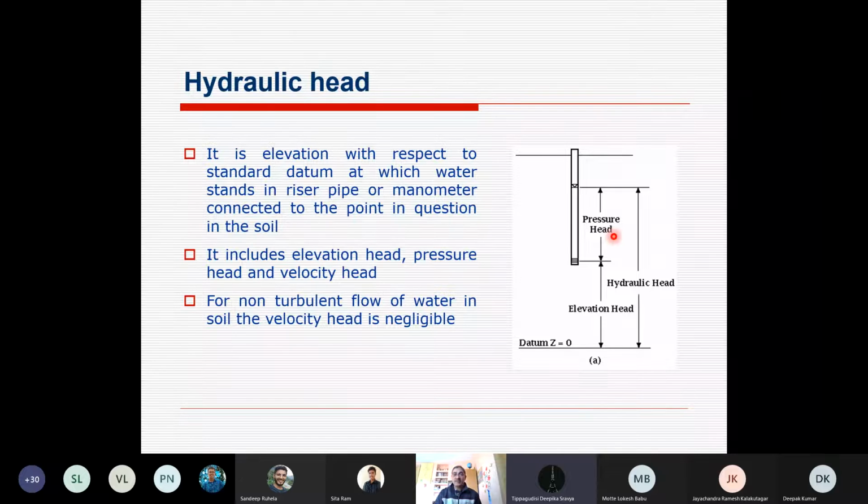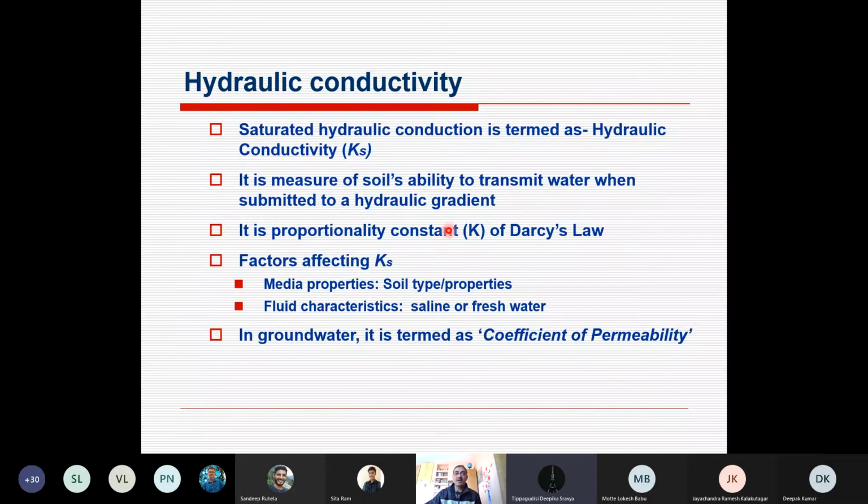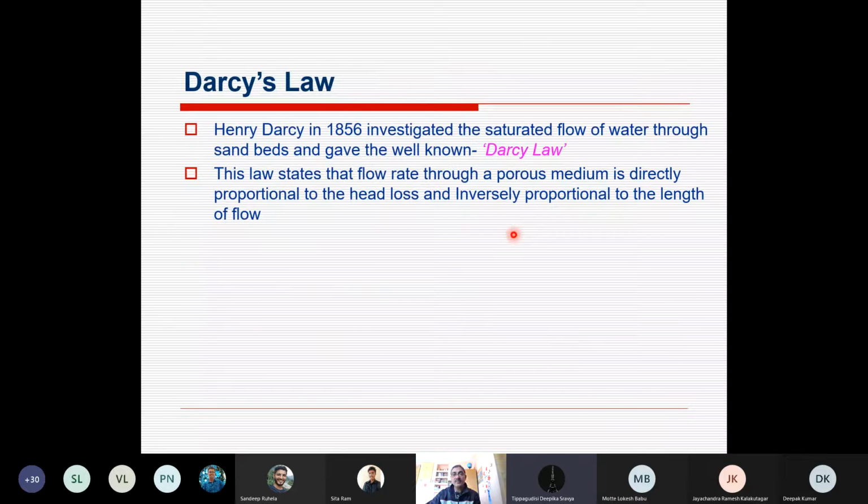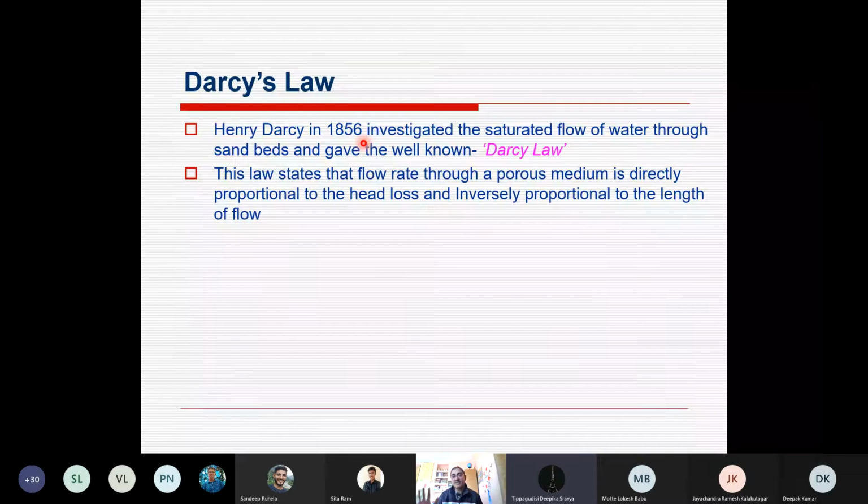Now let us go to Darcy's law because it's important here. We discussed hydraulic conductivity and Darcy's law. So what is Darcy's law? Basically Henry Darcy, in 1856. Remember, infiltration equations started developing in 1932 and US SCS developed the last equation in 1957. A hundred years back, in 1856, Darcy investigated the condition of saturated flow of water through sand beds first and then gave a general relationship for movement of water inside soil at saturated condition, and that is called Darcy's law.